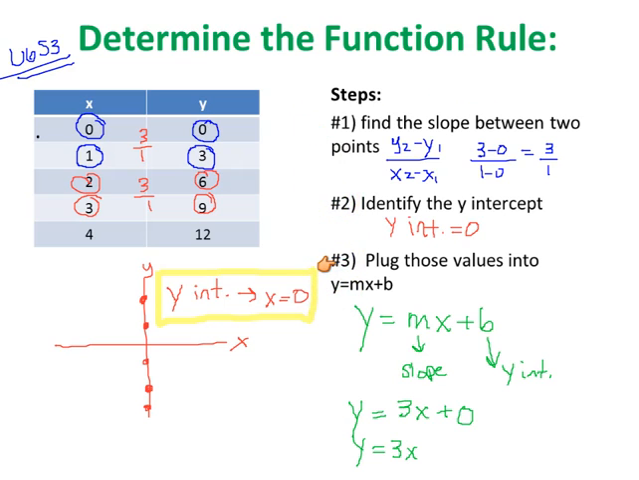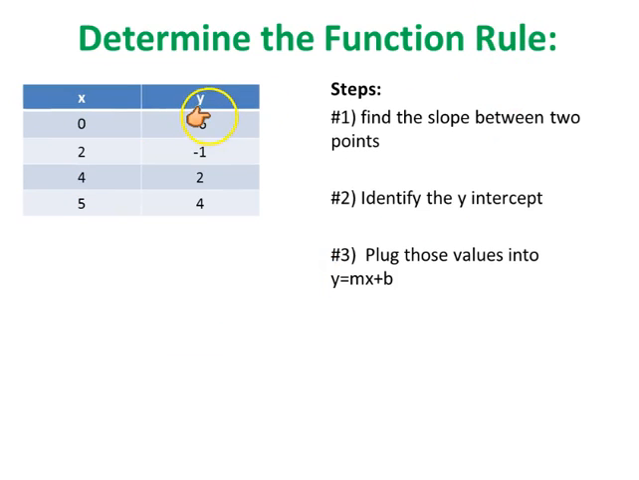Let's do it again. I'm going to go to the next slide, so if you need more time to copy this down, go ahead. So let's do it again. Let's find the function rule of this table. Here's our inputs and our outputs. So first, let's find the slope between any 2 points. It really doesn't matter which direction you go.